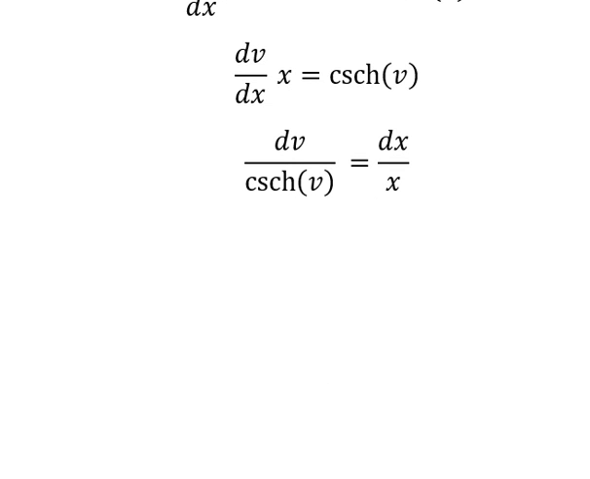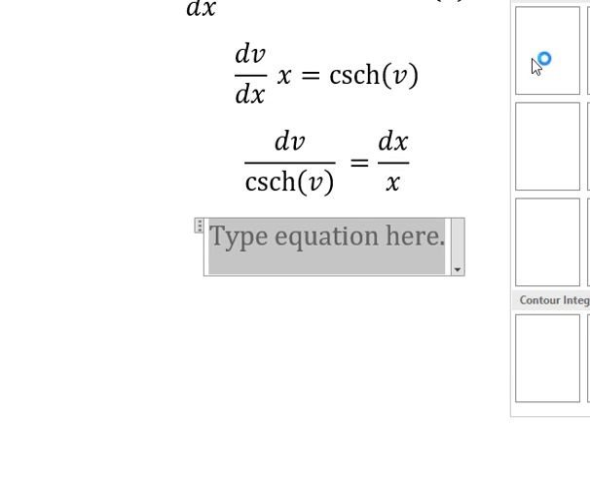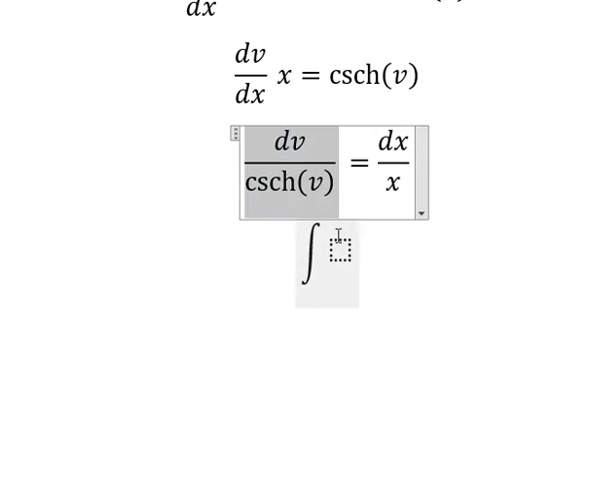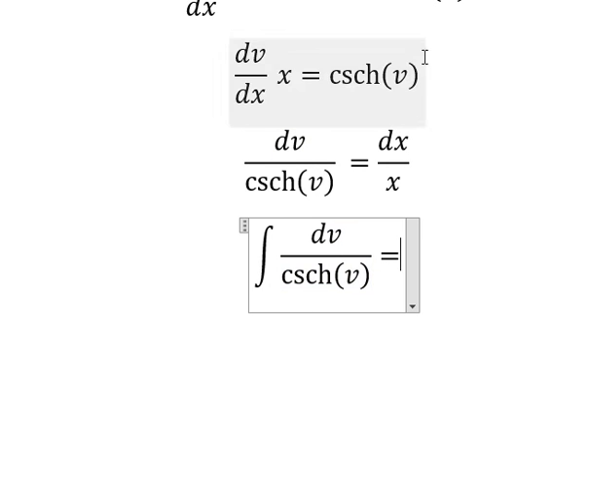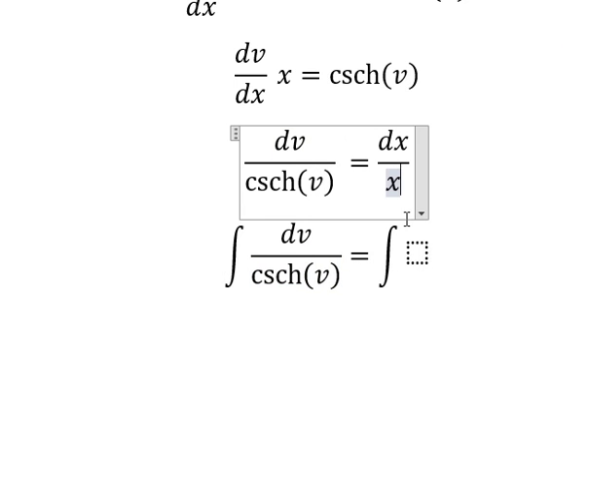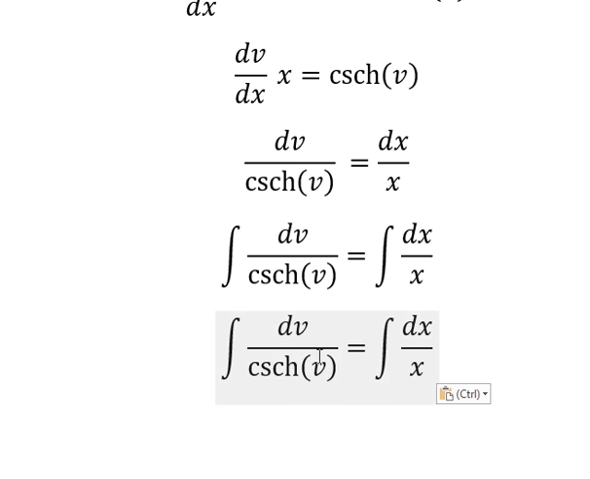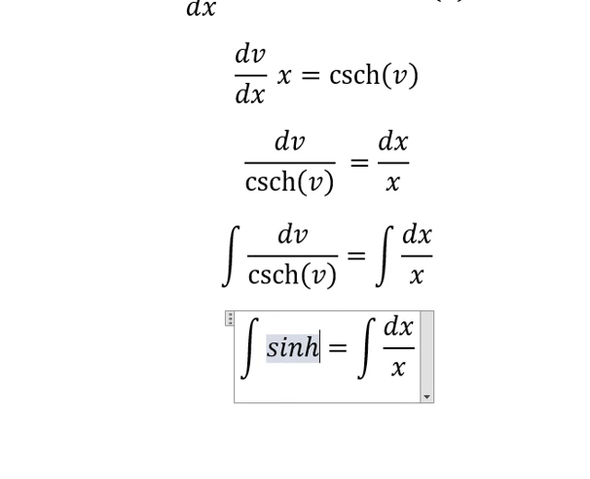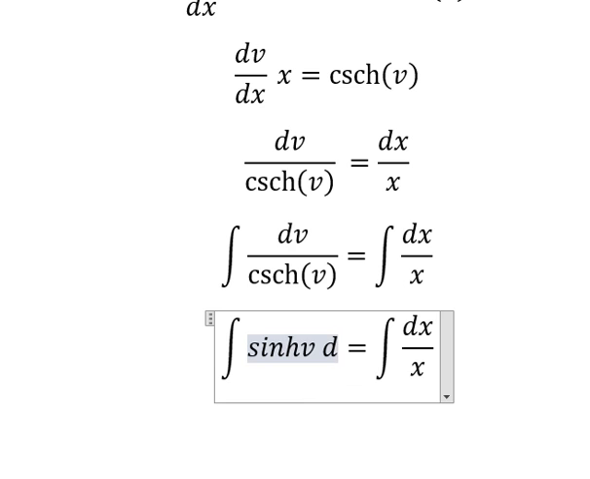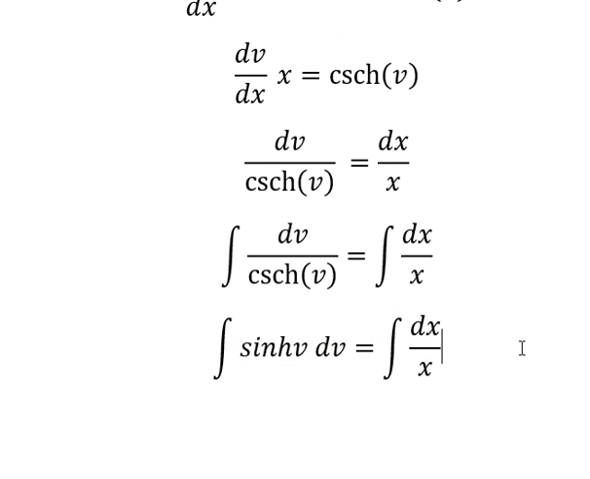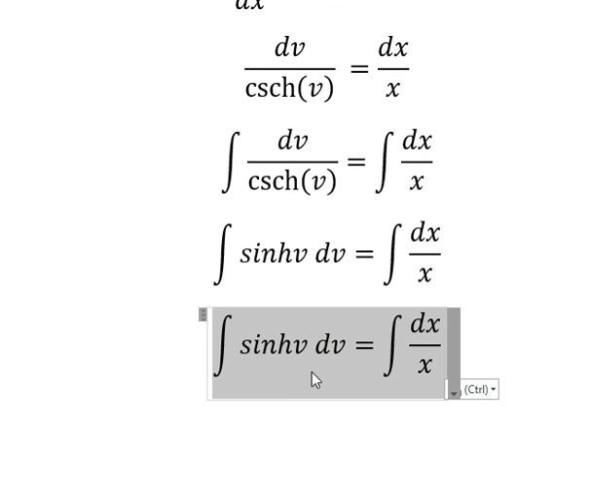Next, I will put the integration for both sides. This one we have sin v dv. The integration of this one we have cos v.